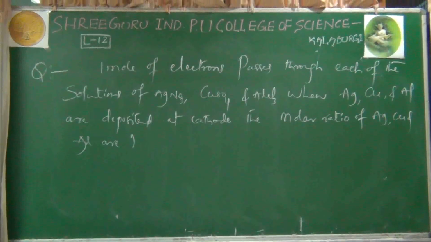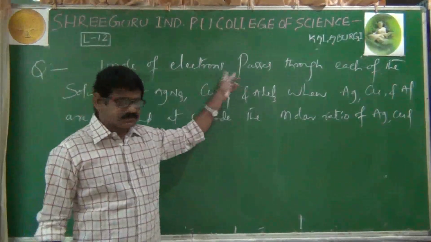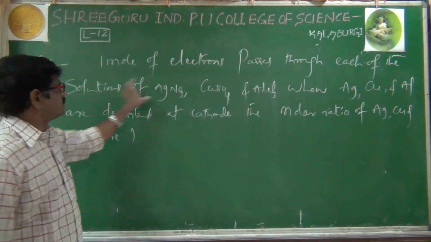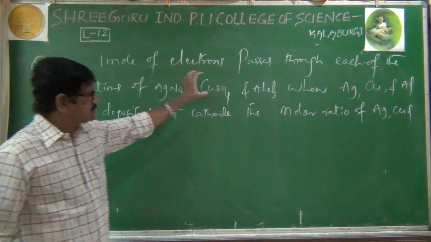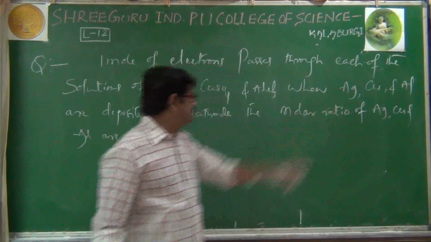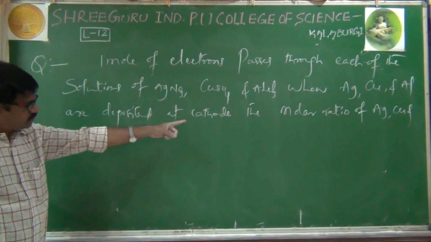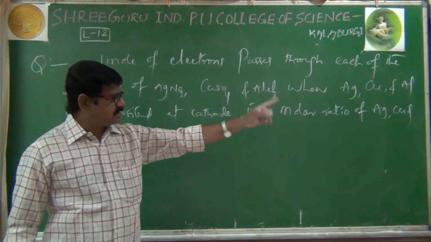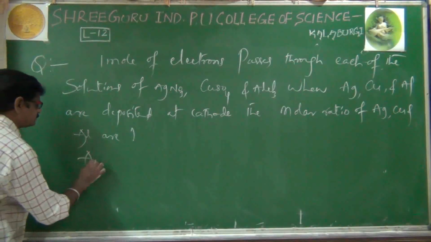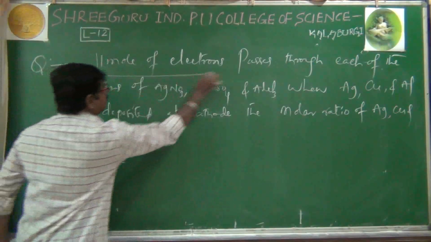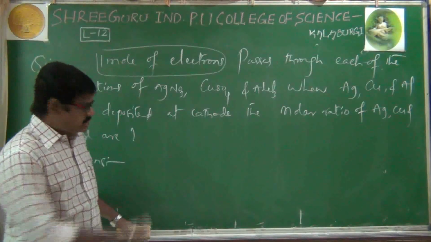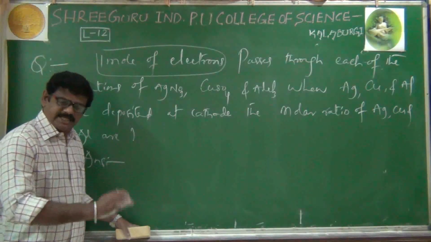We'll try to understand the question. 1 mole of electrons is passing through each of the solutions: one is silver nitrate, one is copper sulfate, one is AlCl3 solution. When silver, copper, aluminum are deposited at cathode, they are asking the molar ratio of silver, copper and aluminum. Very simple. He is sending 1 mole of electrons. 1 mole of electrons is nothing but 1 Faraday of current. Just now we have discussed that.